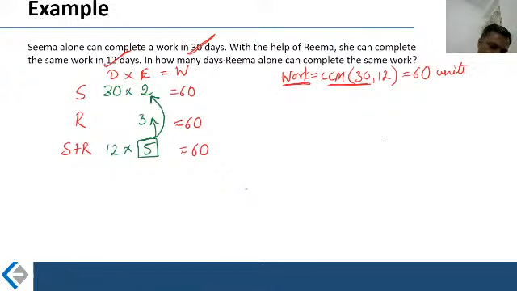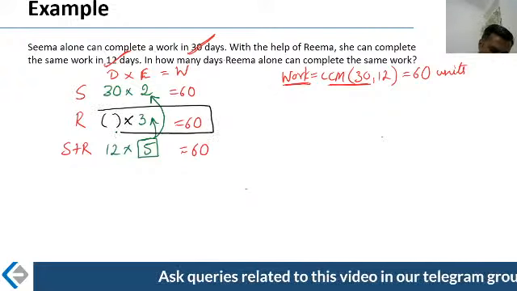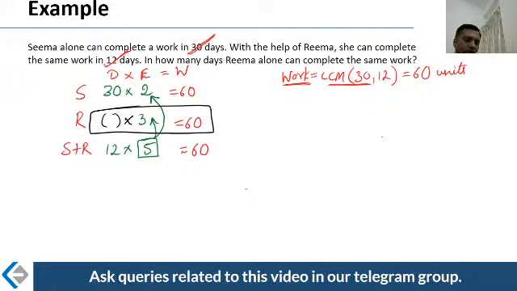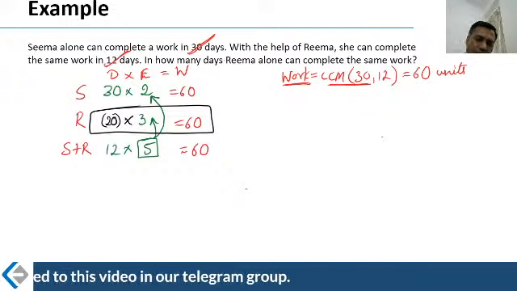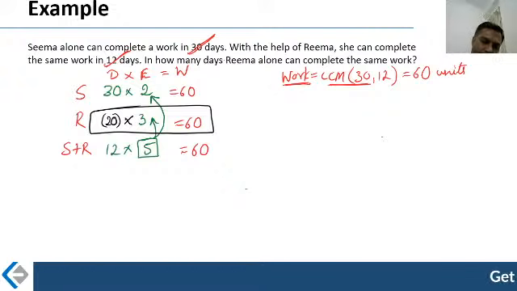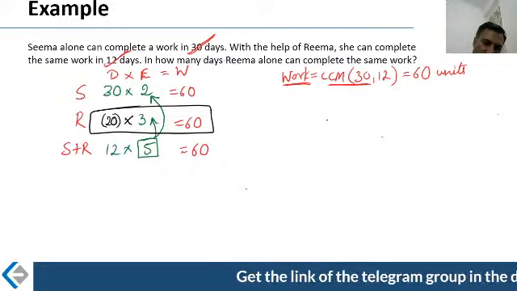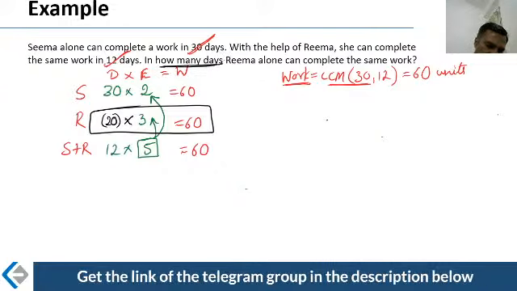Now, 60 is equal to 30 into something. That's what you are trying to say through this particular row. Now, 3 into what is equal to 60? 3 into 20 is equal to 60. Therefore, you are claiming that Rima alone can do this particular job in 20 days. That's your answer. How many days is the question? 20 days is the answer. Simple question.